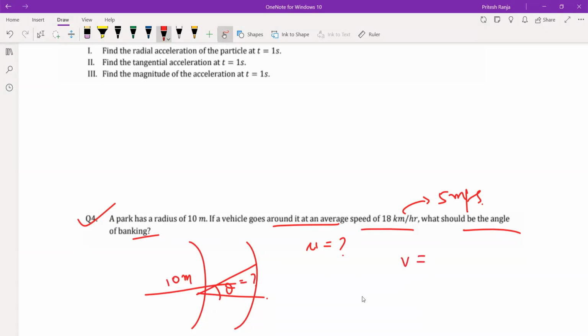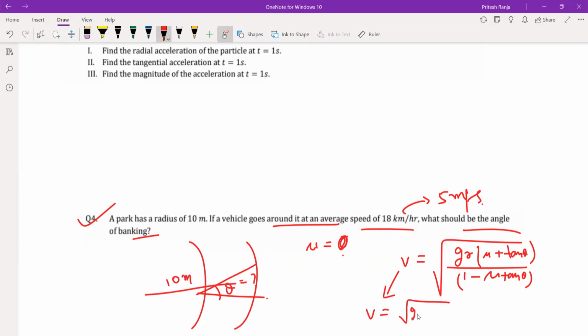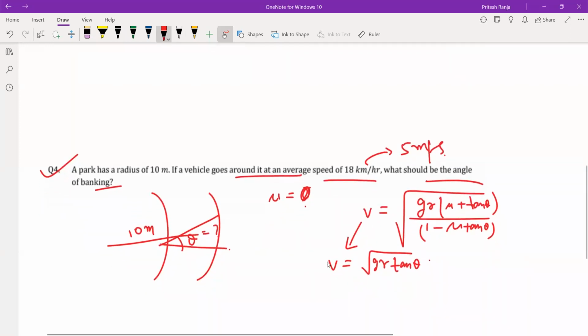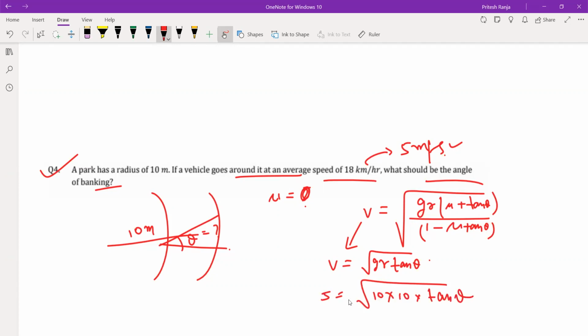So let us recapitulate the expression of V. It was root Rg (mu plus tan theta) by (1 minus mu tan theta). So take this expression, just put the value of mu here as 0. So you get V as root under g r tan theta. So put the values given in the question. What is V? V is 5 meter per second. Root of g is 10, r is 10, and tan theta. So from here we get tan theta as 25 by 100, which is 1 by 4. So what will be the angle? Angle will be tan inverse 1 by 4.